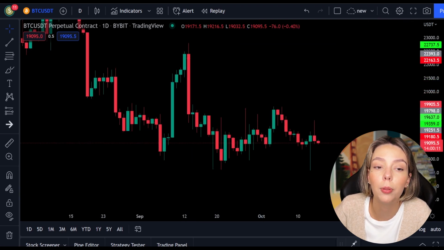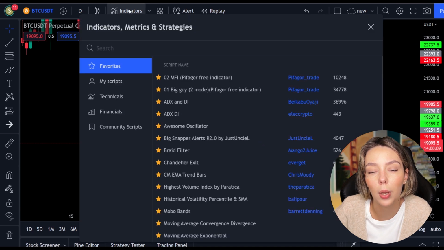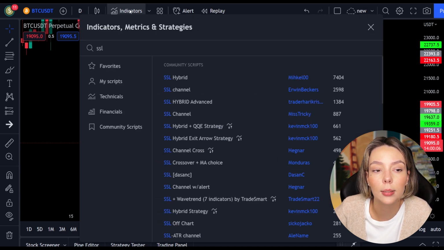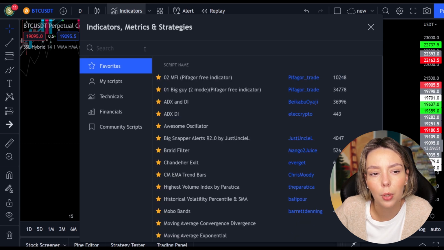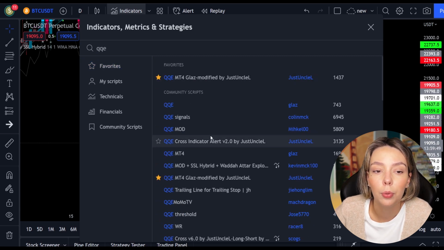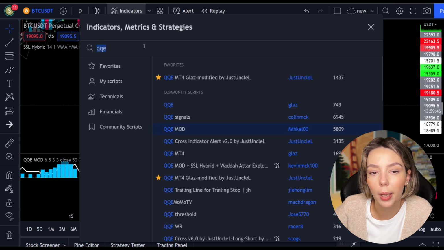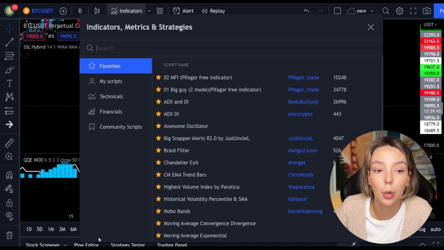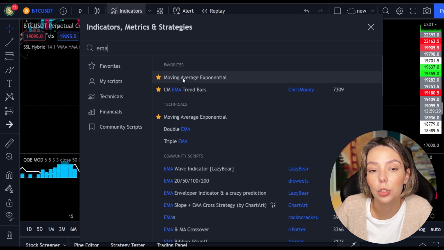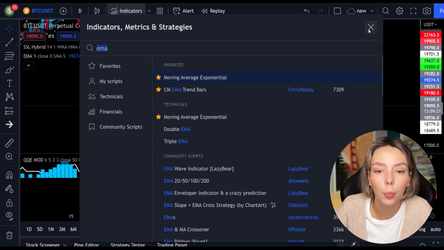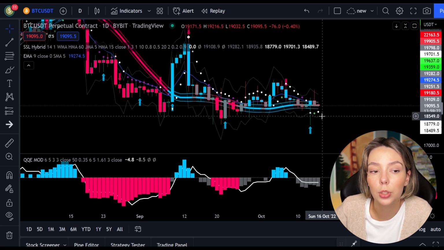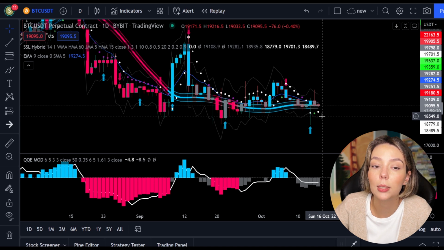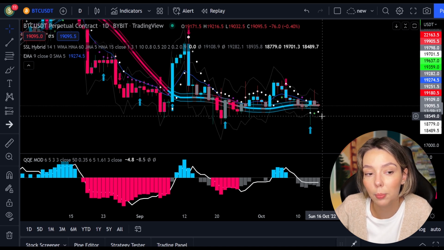We're going to open the indicators tab and add an indicator called the SSL hybrid. This one right here by Michael. We're going to add that, and the next indicator we're going to add is called the double QE mode. I'm going to go ahead and add that, and then lastly we're going to add the moving average exponential. Still, our chart looks nowhere near the chart I showed in the beginning. That's because we're going to change settings for some indicators that were added, so let's make some edits to make the graphs look a little bit better.